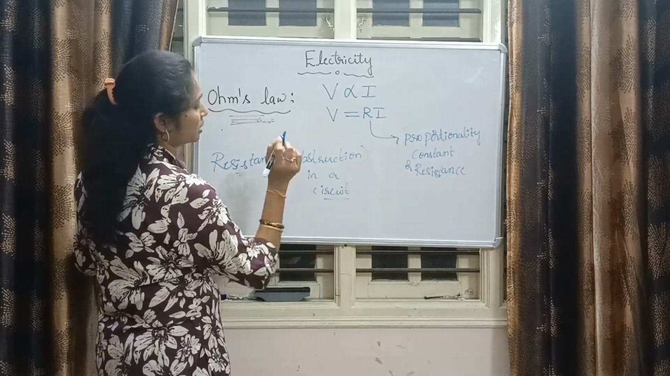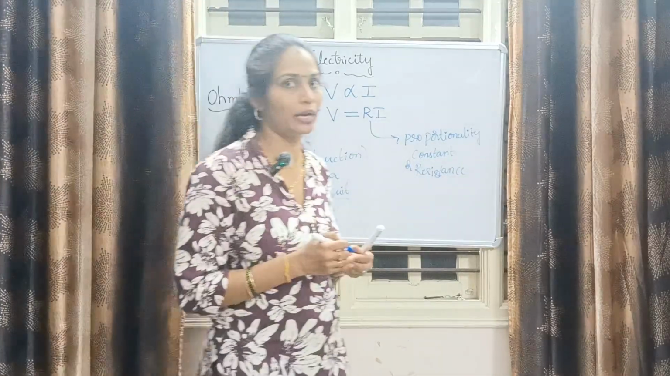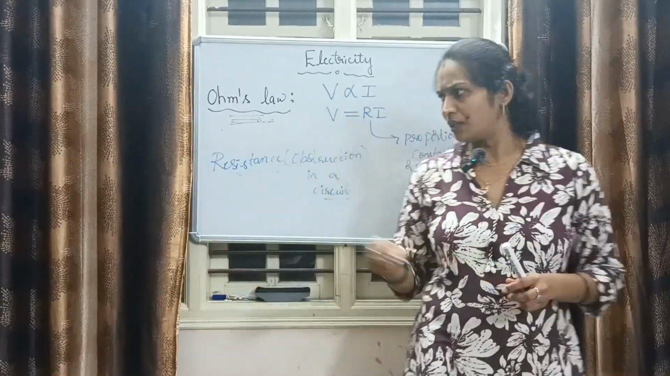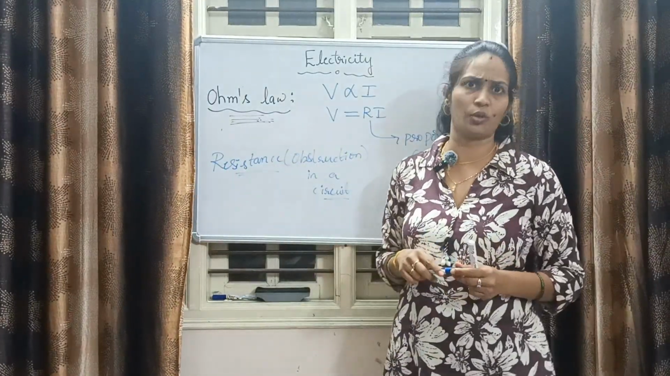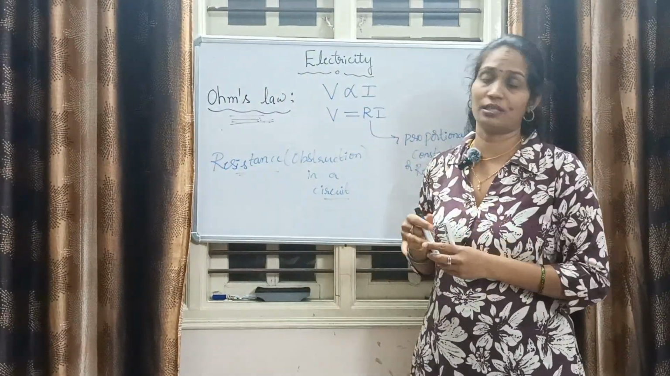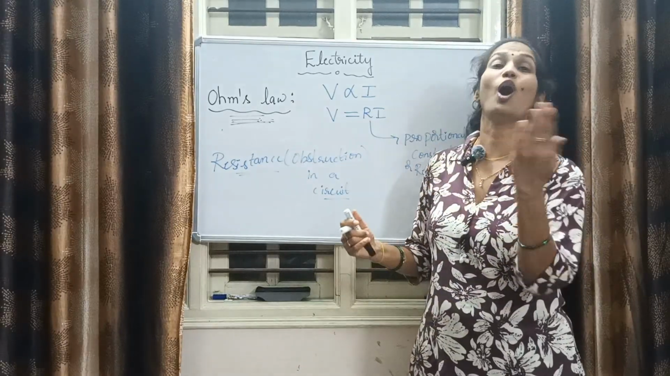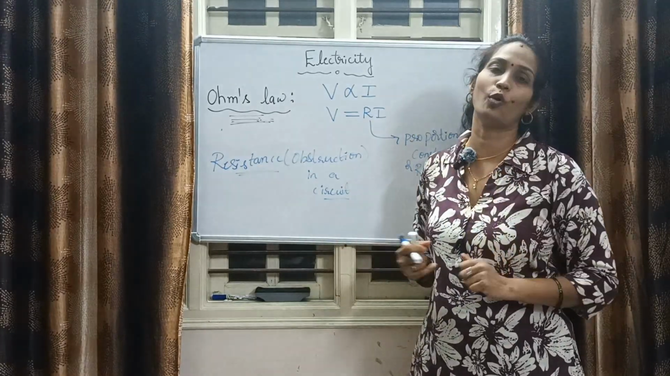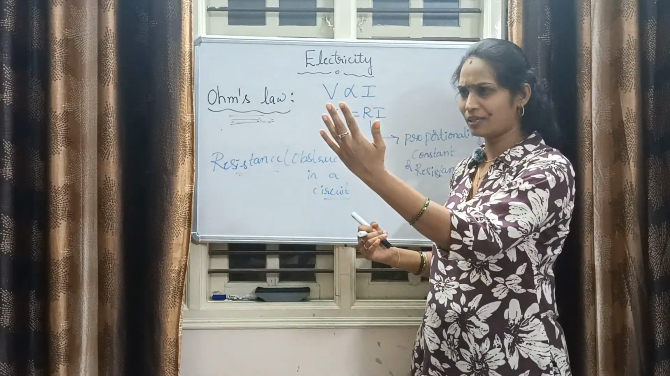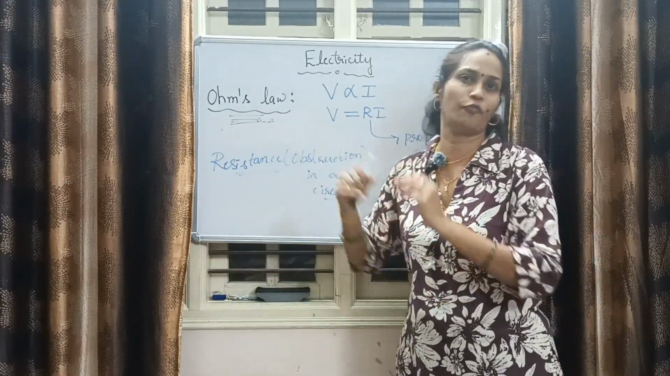Understood? The obstruction in a circuit is called resistance. During the flow of current, there is a lot of disturbance that will happen. The disturbance is called resistance. Resist means opposing the flow of current. That is, something is opposing the flow.